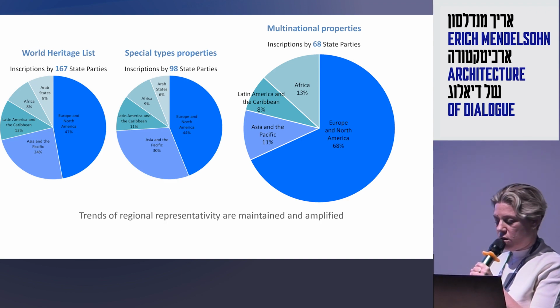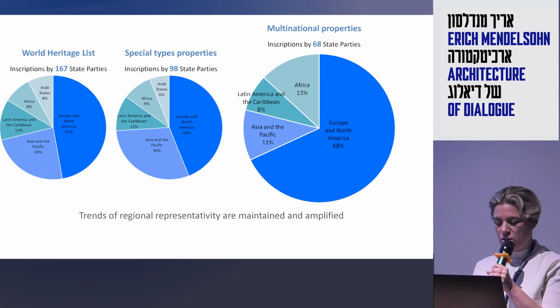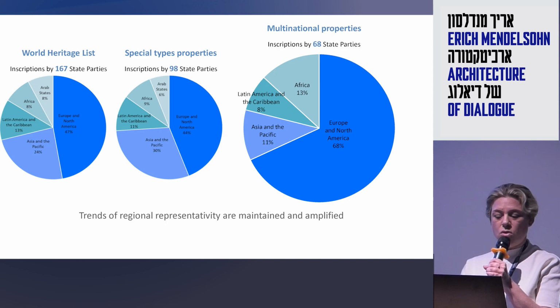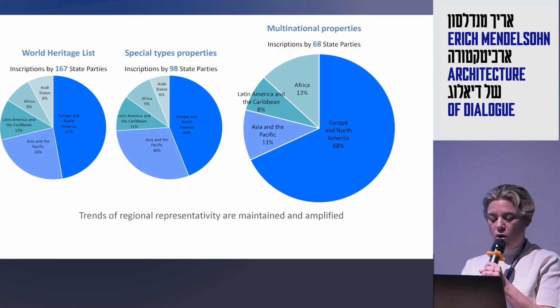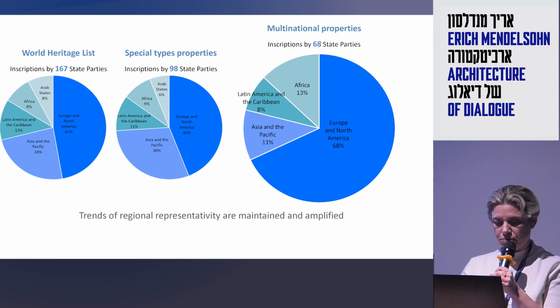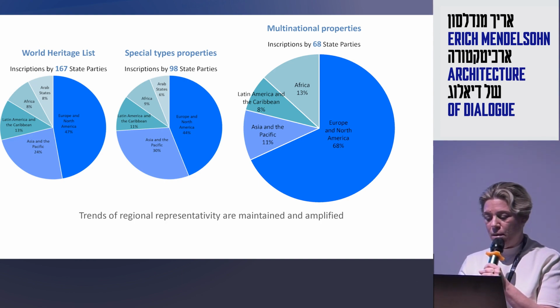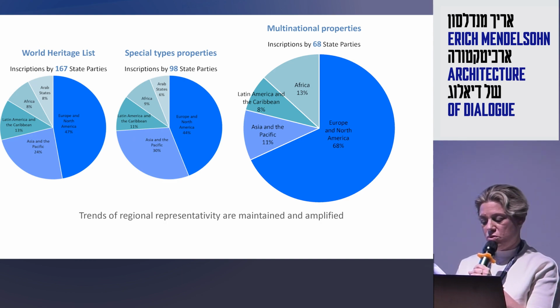Now, in these charts, we return to comparing global region participation as a symbol of the obtained representativity. Next to the previous charts that we already saw on the left, which describe the whole heritage list and the whole group of special properties, we add a third diagram. This diagram reflects the regional participation only within the group of multinational properties. We can conclude that multinationality amplifies the trends we already observed.